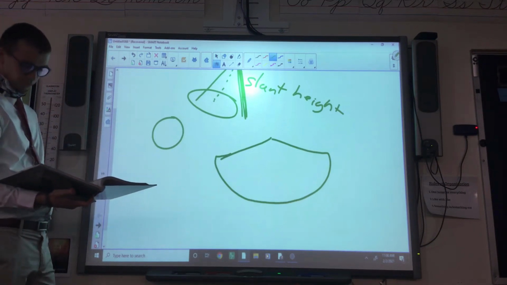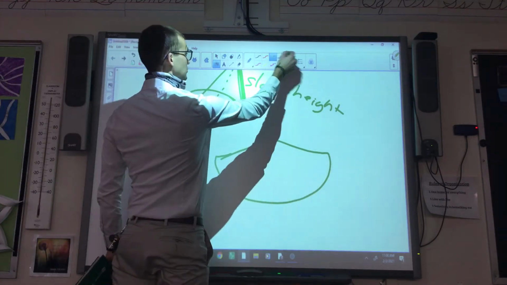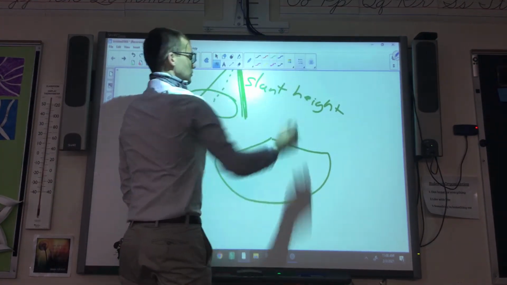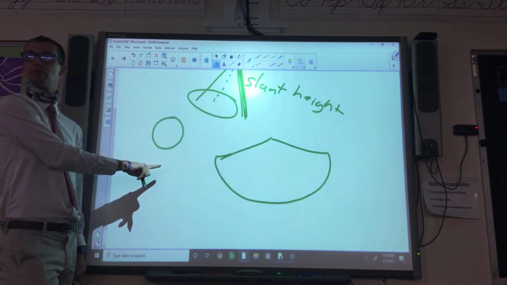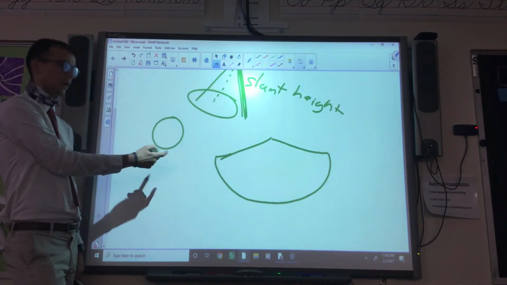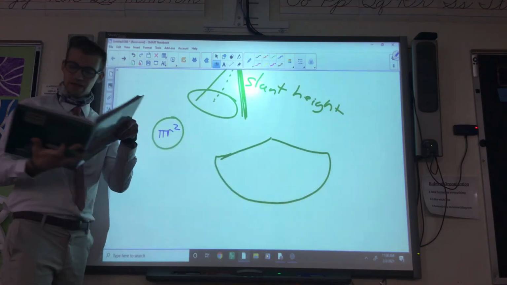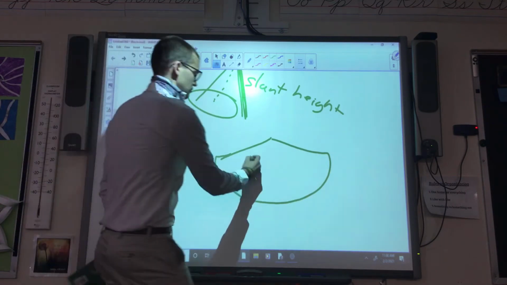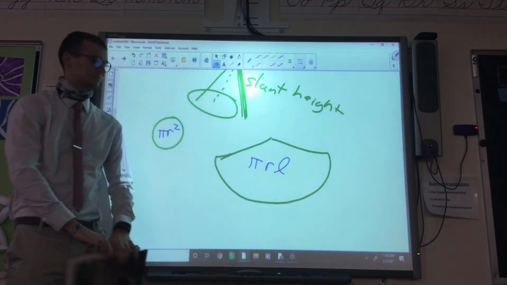Over on page 149, it gives you the formula for it, and it says, hey, for this part, obviously it's what? Yeah, pi r squared. But for this right here, it says pi r, and then it's got, what's that?